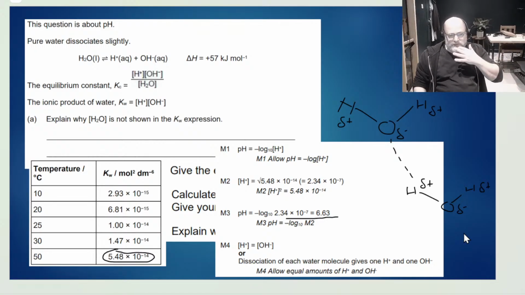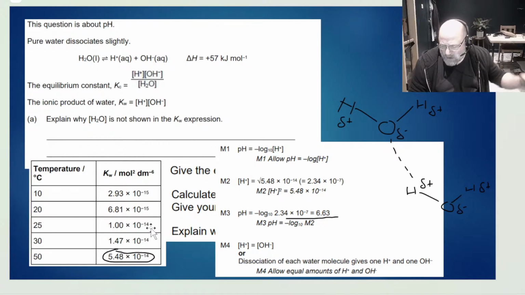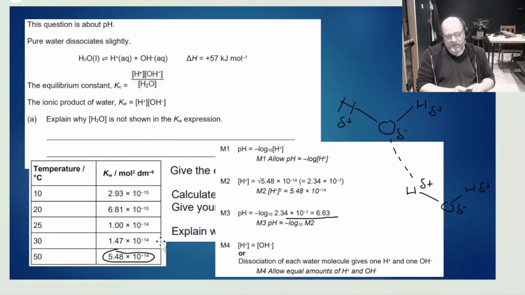But that all depends. Maybe if we carried this out at 20 degrees or 25, at 25, 1 times 10 to the minus 14, I think it's going to come out as pH 7. So at 25 degrees, it'll be pH 7. So I think the reason we say pH 7 is probably because of 25 degrees. If I do 1 times 10 to the minus 14, that's going to be pH 7, isn't it?